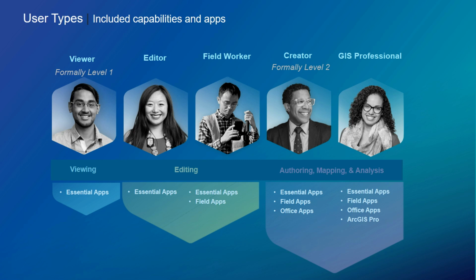As you can see, each user type includes the apps that they need to do their work. So as you can see in the diagram, everyone gets a set of the essential apps. The field worker also gets a bundle of the field apps. The creator also gets an Office bundle, and the GIS professional gets all that plus ArcGIS Pro. You can also add additional apps and match your users' capabilities with any apps that they need to perform their work.